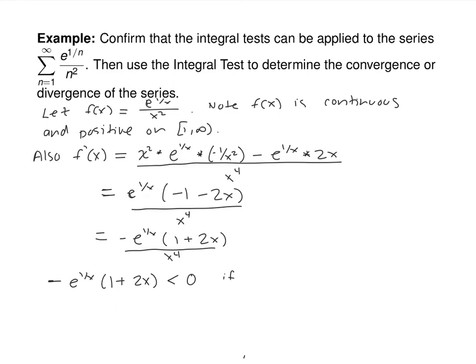if, let's solve that. Dividing by e to the 1 over x is totally okay because it's a positive quantity, it's non-zero. So we have negative 1 plus 2x is less than 0, which means 1 plus 2x is greater than 0, dividing by negative 1. 2x is bigger than negative 1. x is bigger than negative 1/2. So as long as our x is bigger than -1/2, our series is decreasing.